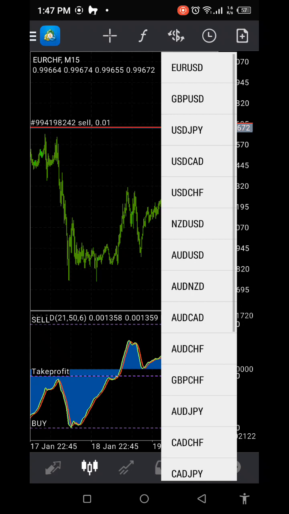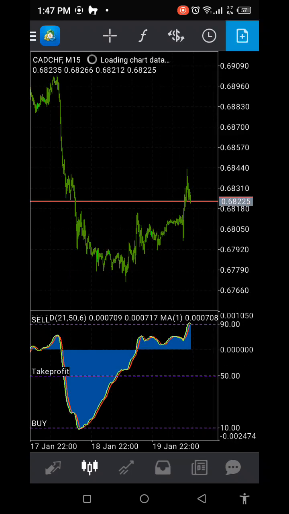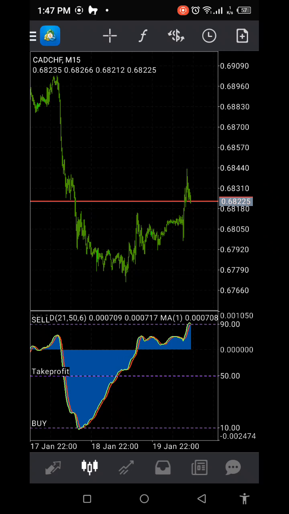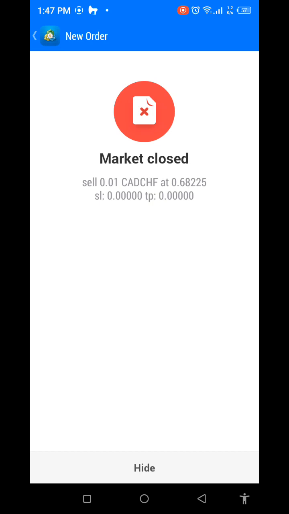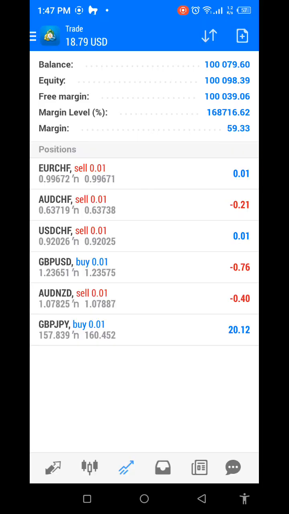Then CAD also had a signal I did not enter. Why is it saying market closed? If it's saying market closed, it's probably tripping. Anyway, let's just leave it alone for now.